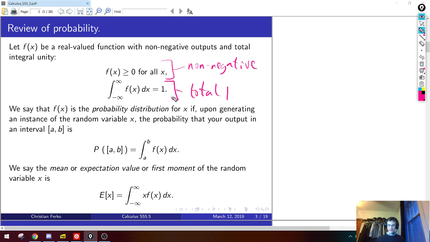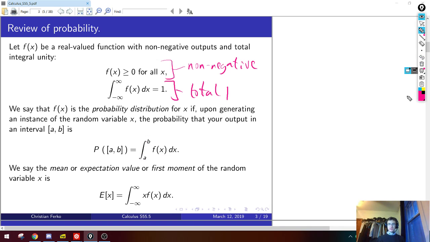But good. So if f is a function satisfying those two properties, we say that f is the probability distribution for a random variable x if the probability of getting an instance of x in some interval from a to b is given by the integral from a to b of that density. This is very much like the definition of density for a mass distribution, right? If you want to get the total mass of a rod with varying density between 2 points a and b, you just integrate the density over that range. And this is just saying now, to get the total probability of lying in an interval, you integrate the probability density over that range. Good, so we saw that last time.